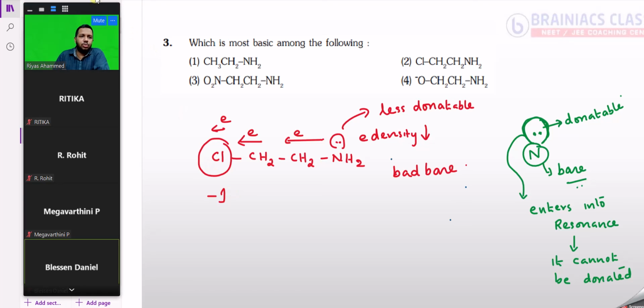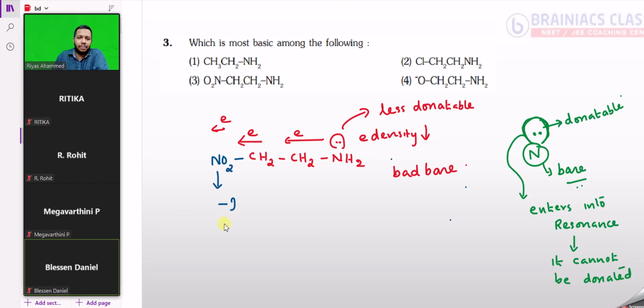Now let's go to the next option. In the next option, only one difference is there. Instead of chlorine, they are connecting a nitro group, and I know that the nitro group is the worst one, with the maximum minus I effect. It will attract the electrons very, very fast. So it becomes even less donatable, and a more bad base, the worst base, I can say.